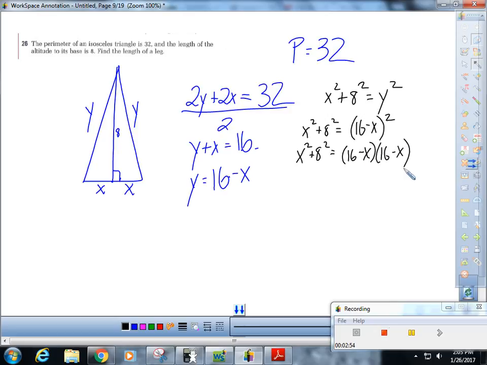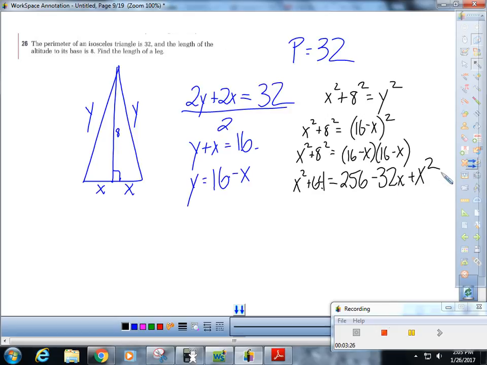I so recommend you do that, because now what can you do? You can FOIL it. I can write this as a 64 now, equals, okay, 16 times 16, is that 256? 256 minus 16x minus 16x is a negative 32x. You okay with that? I just did outer and inner at the same step. And then that's a plus x squared.